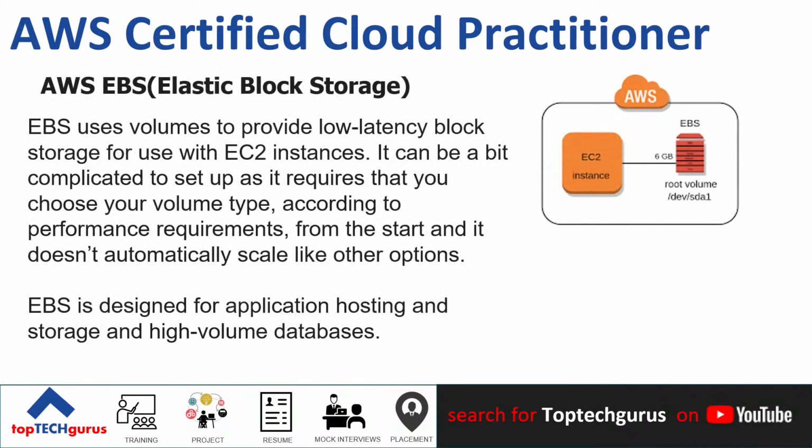The next one we look at is Elastic Block Storage. This is another instance where you need an EC2 instance to actually read the Elastic Block Storage. Here we provide low latency block storage, not file storage, but here we store data in blocks. It can be a bit complicated to set up. You'll have to choose the volume type, whether it's a hard drive or a solid state drive.